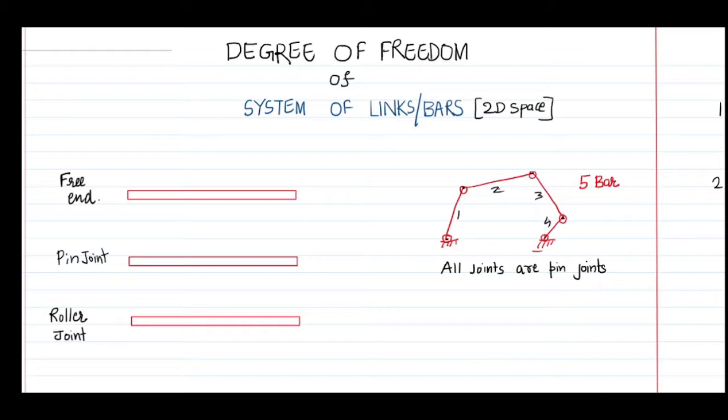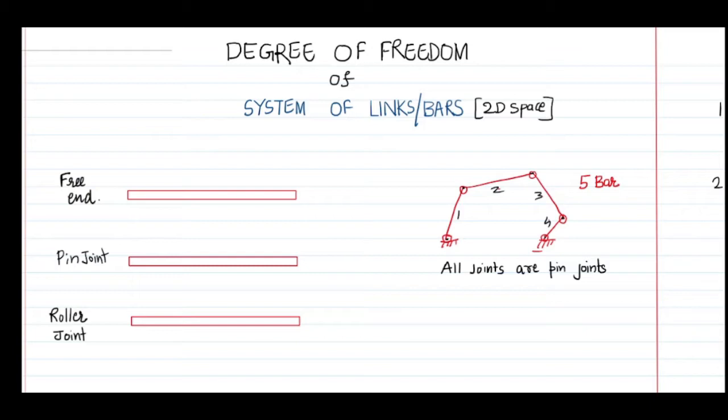For example, if I am going to put a pin joint or I am going to put a roller joint, how the degree of freedom will change. And finally, we will take this example where we are having a system of links. Here we are having four links, and the fifth link will be the fixed part. And if we are interested to find the degree of freedom, how we can visualize.